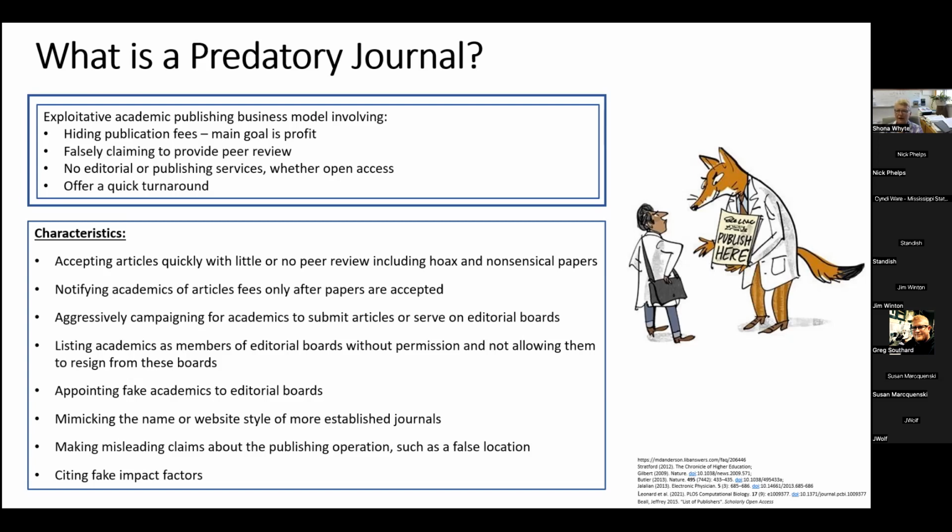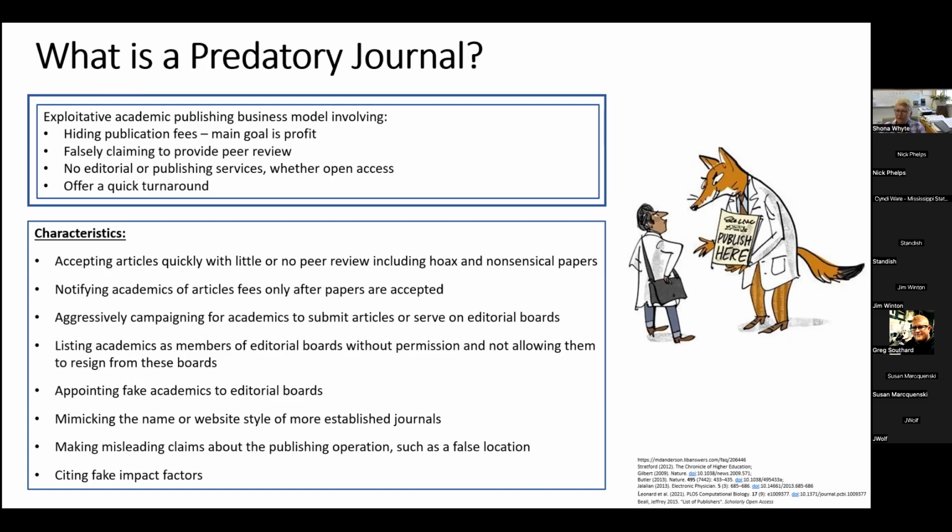These journals will notify academics after the papers have been accepted that there is an article fee that needs to be paid. They aggressively campaign for academics to submit articles or serve on editorial boards. They will list academics as members of editorial boards without their permission. In fact, there's a record of deceased individuals being named to editorial boards without any permission. Obviously, it's kind of stupid, but it's really kind of unethical.